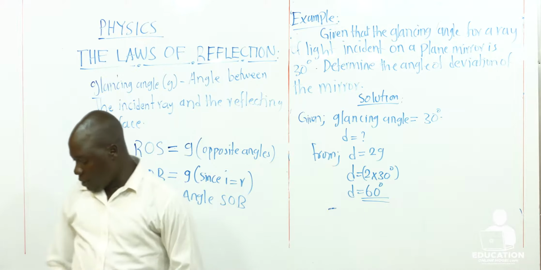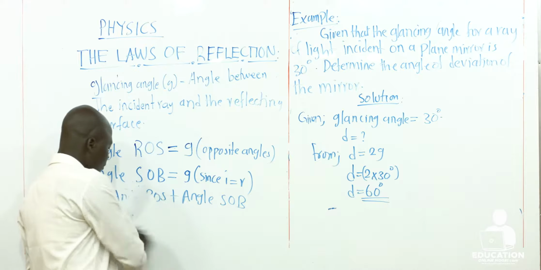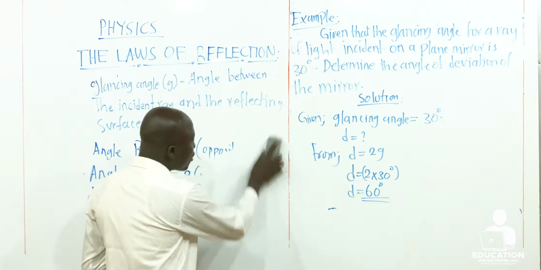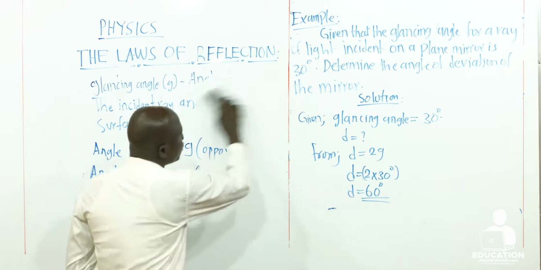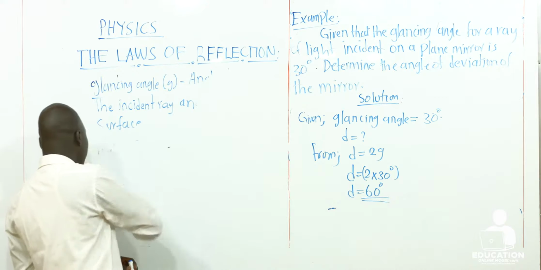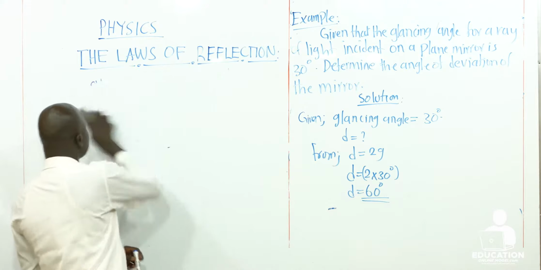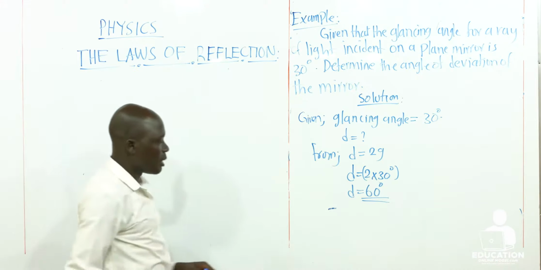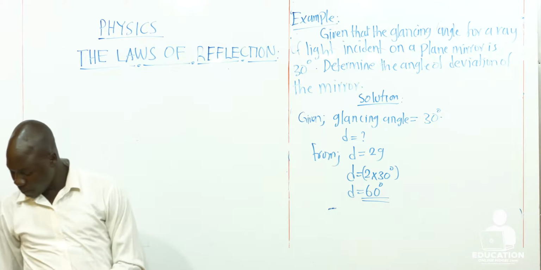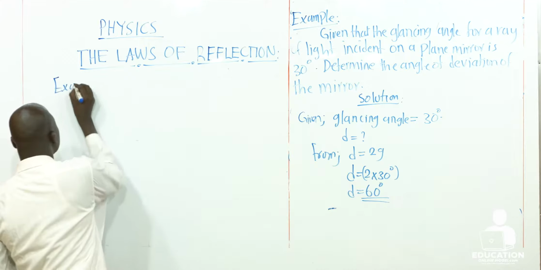You can also be given a question in this form. You may have a question where the glancing angle is not given. You are given the angle of deviation and you will be asked to determine the glancing angle of the mirror. We are just going to use the same formula, but what we have to do is only substitution. So let's have another example.